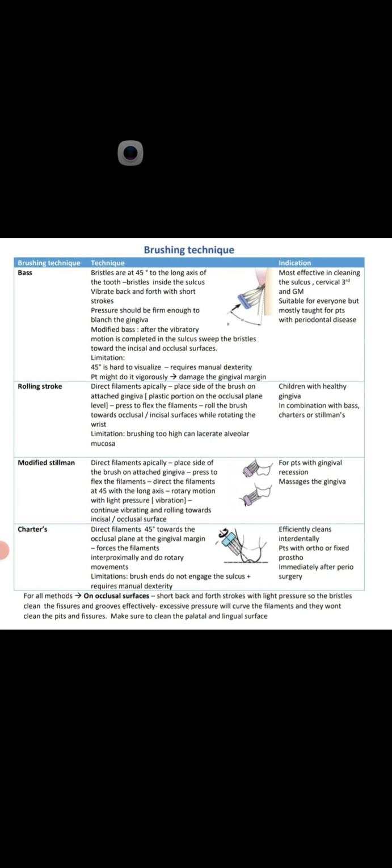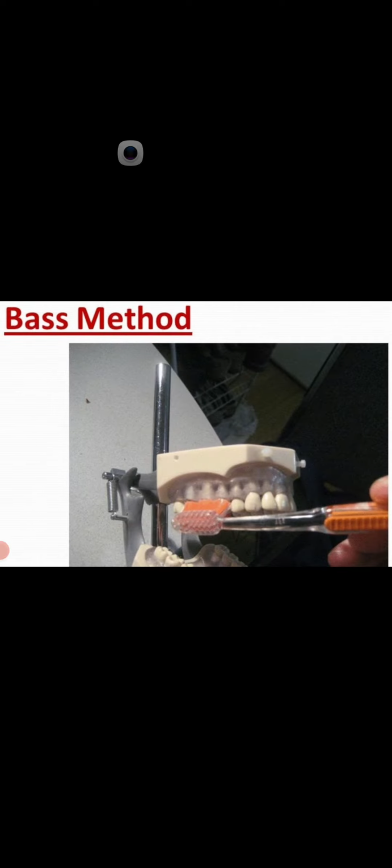Now in this table there are brushing techniques: the name of the brushing technique, its complete technique, and its indication. The first method is the Bass method, and at the end I will tell you a mnemonic for these brushing techniques, how to remember them easily for MCQs. First technique is the Bass technique, and in the Bass technique we place the bristles at a 45 degree angle.